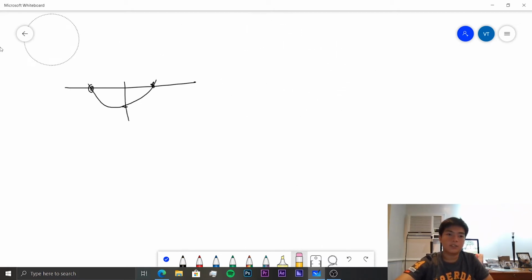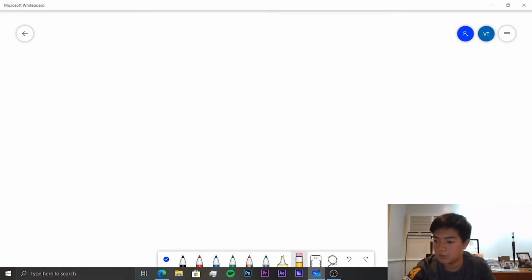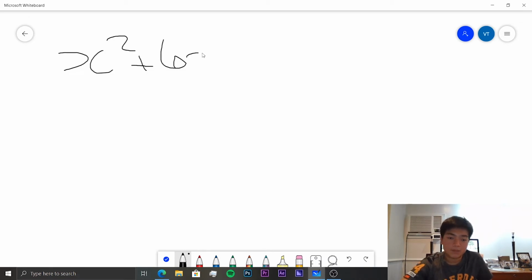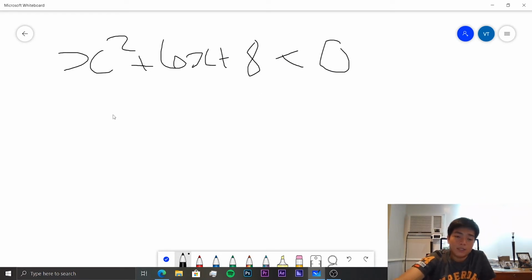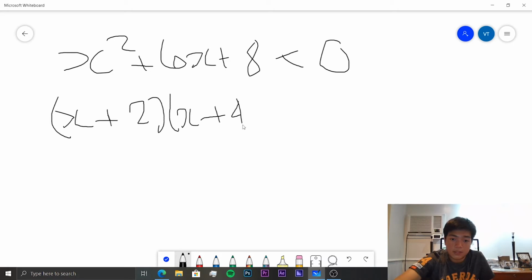The best way to show this is to jump into some questions, so that's what we're going to do right now. And I'll be doing the odd ones. So first we have x squared plus 6x plus 8 is less than 0. For this, we can simply factorize it and find out what the values are. So we have (x plus 2) times (x plus 4) is less than 0.